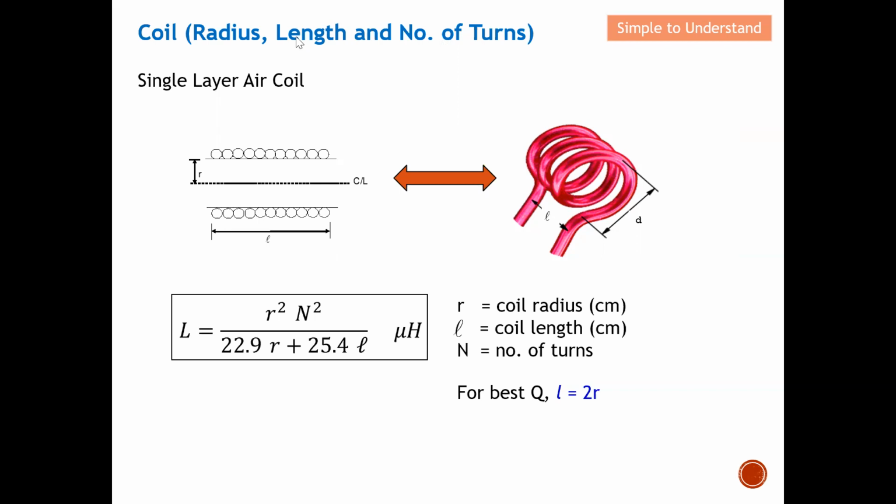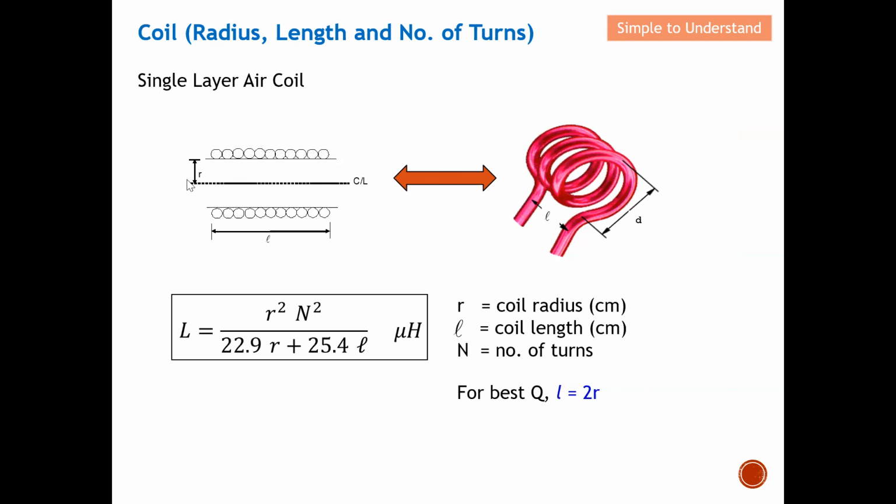Next will be the length. Where will be the length? The length is basically measured from here to here. So this will be the length, as indicated here. Next will be the number of turns, how many turns there are. Let's take a look over here. So there will be 1 turn, 2 turns, 3 turns. So over here you can see that there are 3 turns.